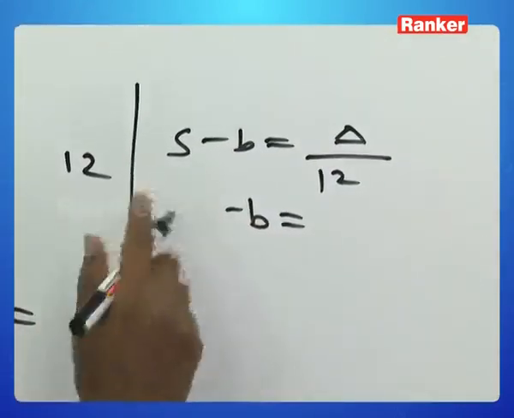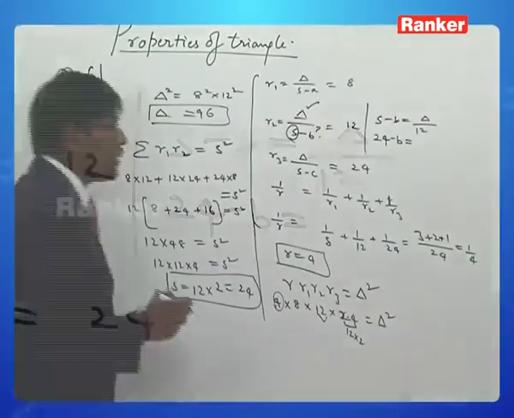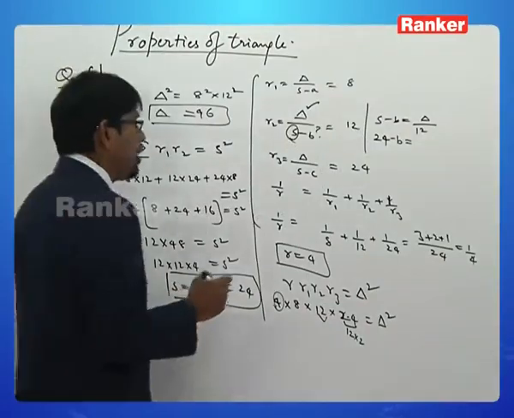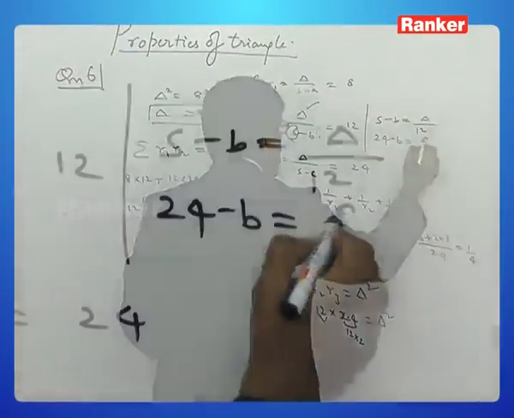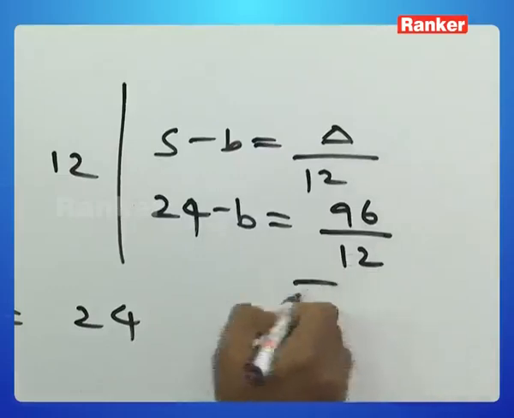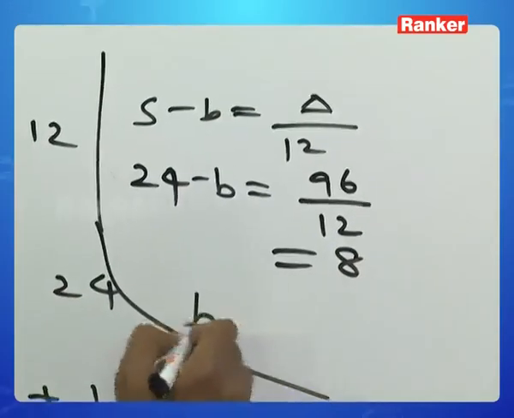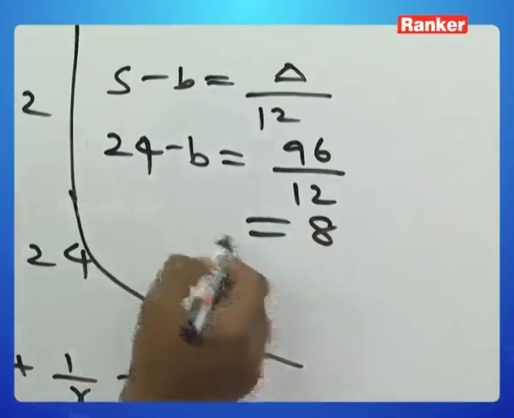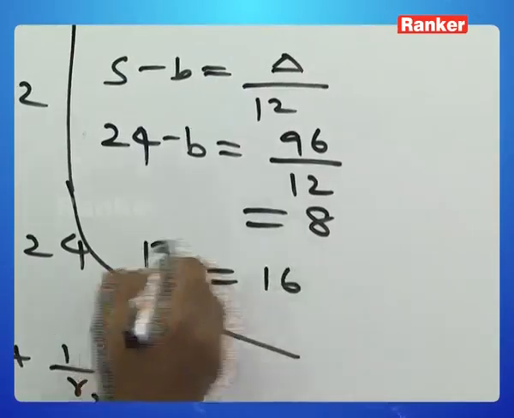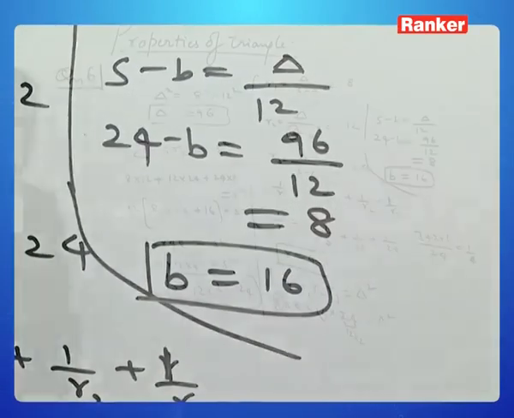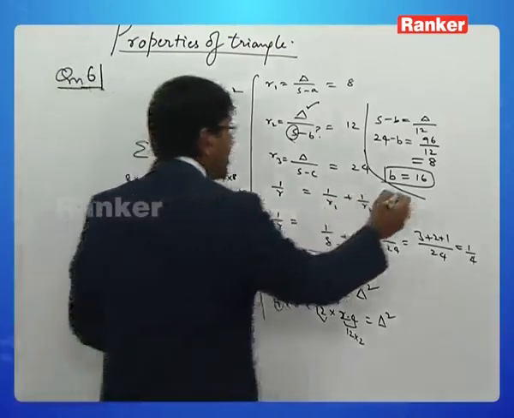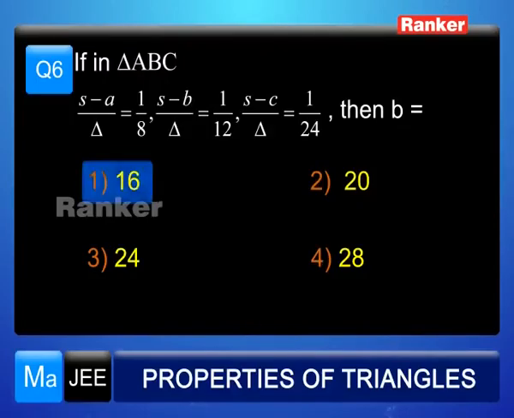So we have here 24 minus B to be equal to delta by 12, that is 96 by 12, that is 8. So B is therefore 24 minus 8, and that is 16. So B value is 16, and that's clearly appearing in the option 1. Option 1 is the right answer.